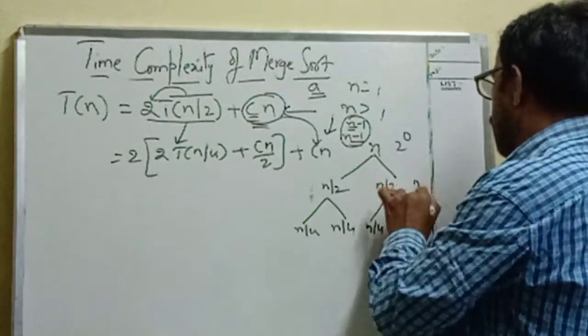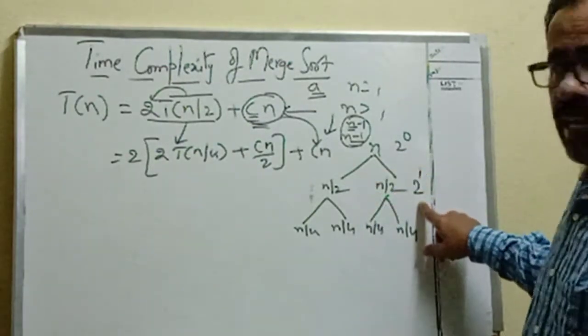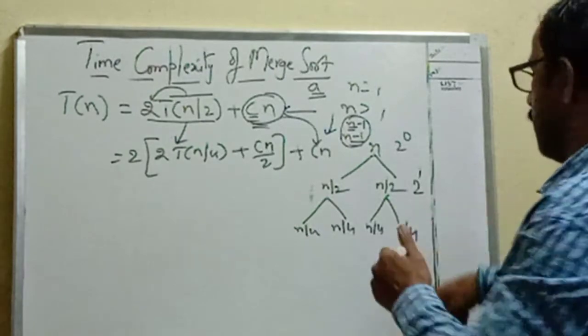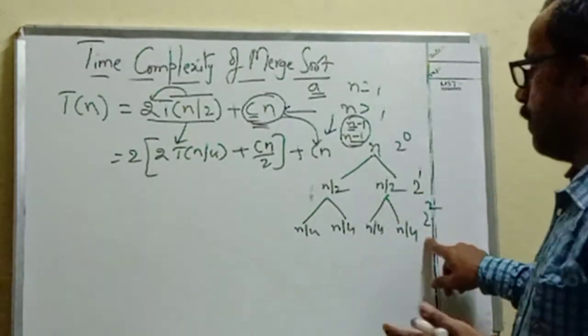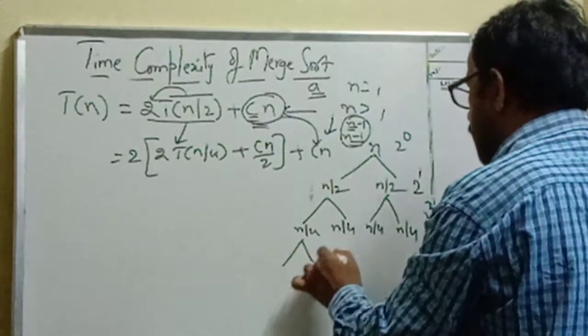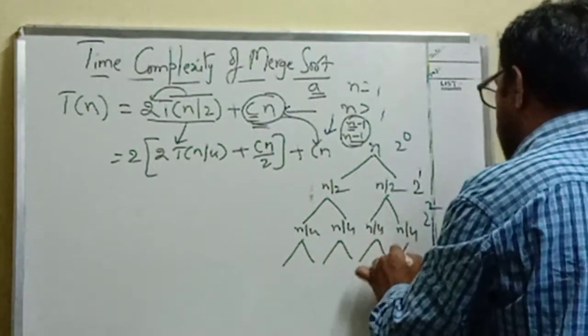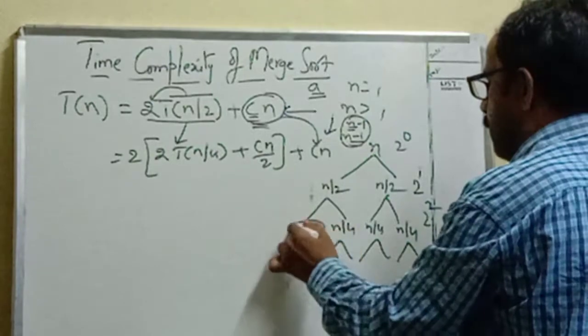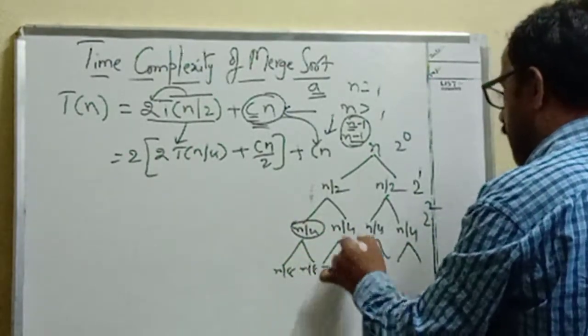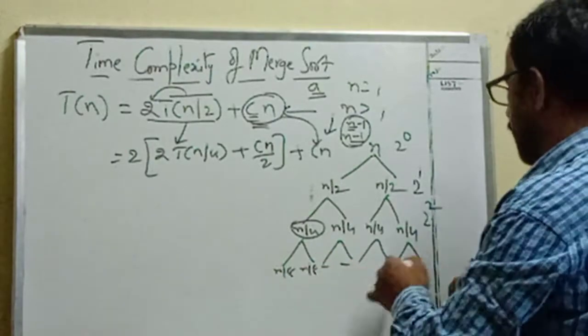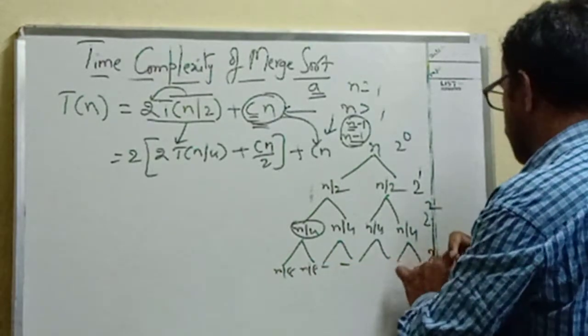Initially there are 2 power 0 problems, that is, one problem. If you apply the divide and conquer approach one time, we get 2 n by 2 element problems. If you apply it 2 times, we get 4 n by 4 element problems. If you apply it one more time, we get n by 8 problems. This n by 4 element problem can be divided into 2 n by 8 problems. Again, this problem is divided into 2 n by 8. Like that, how many problems do we get? 8 n by 8 problems, which means 2 cube.